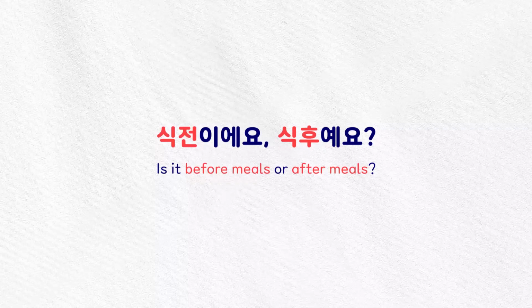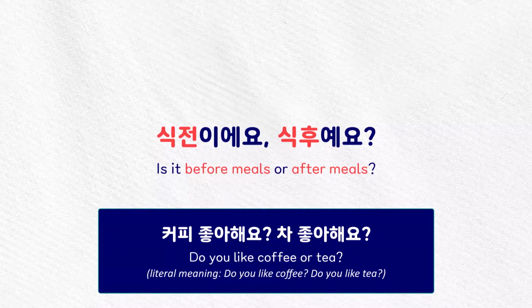Now in Korean, whenever we want to ask questions like is it before meals or after meals, to indicate this meaning of or, we don't use particles like 나, 이나, or 거나. Instead, we basically ask 2 questions together at the same time. So if you wanted to ask someone, do you like coffee or tea? Instead, we would ask, do you like coffee? Do you like tea? So we would ask, 커피 좋아해요? 차 좋아해요? And this literally means, do you like coffee? Do you like tea? But we will loosely translate it to mean, do you like coffee or tea?